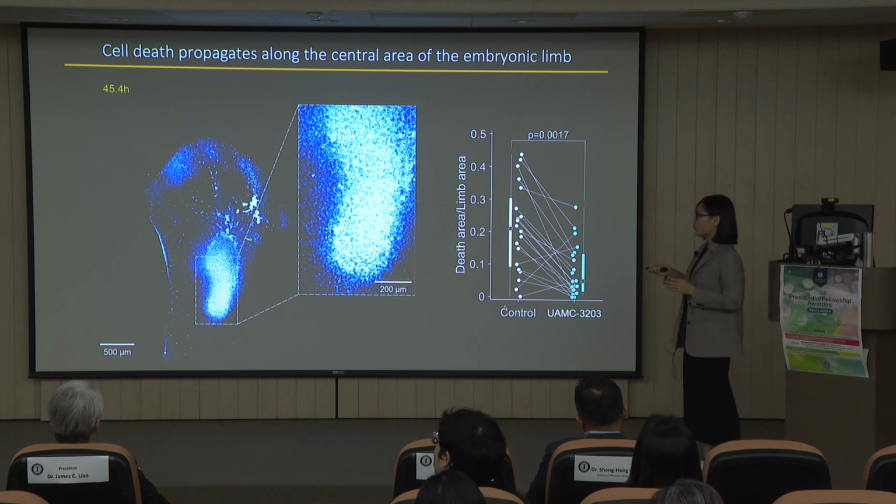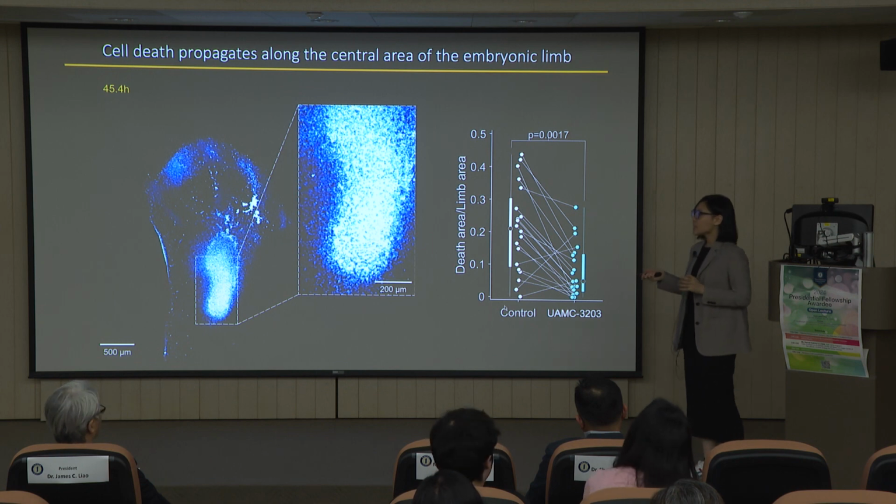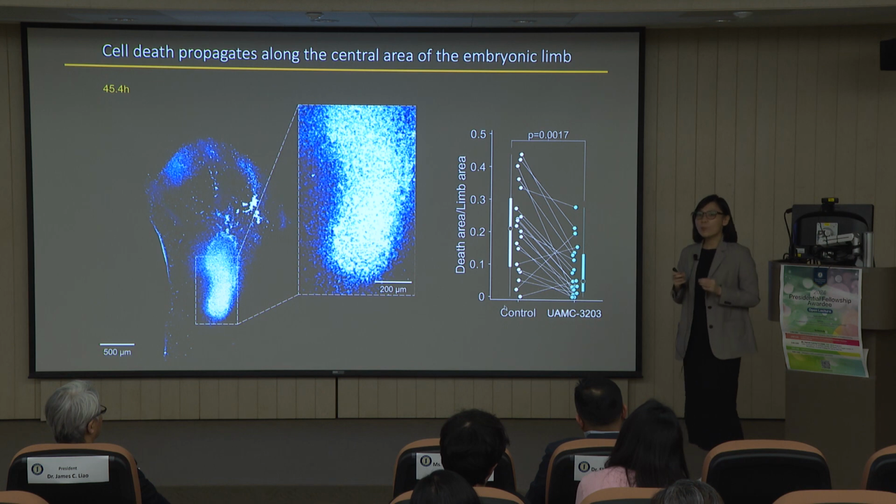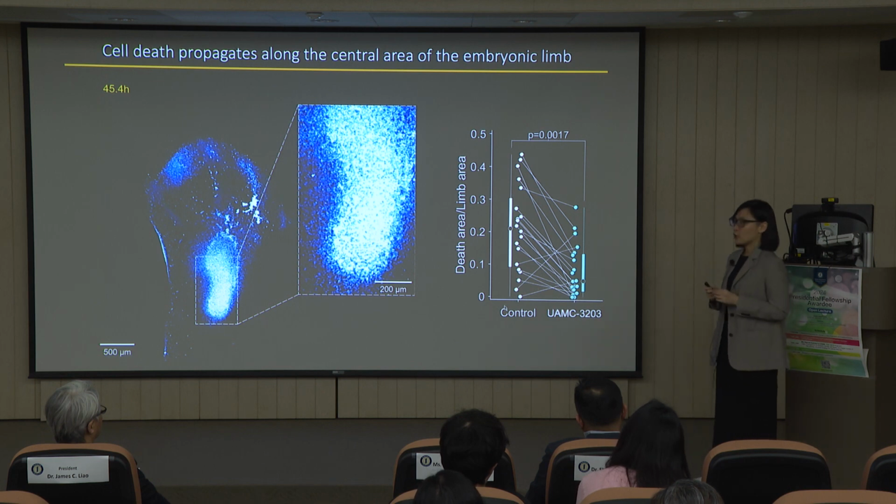And what's remarkable here is that even though cell death propagates and is quite massive, it is spatially restricted to the central regions only. And the cells at the lateral region remain viable. So how is this possible given the nature of a trigger wave?